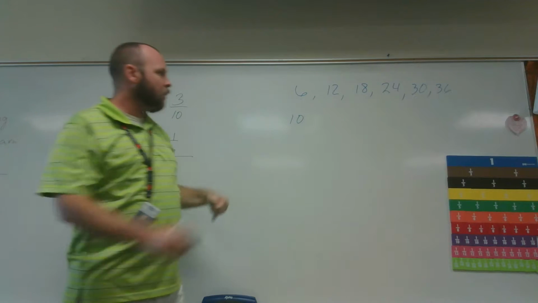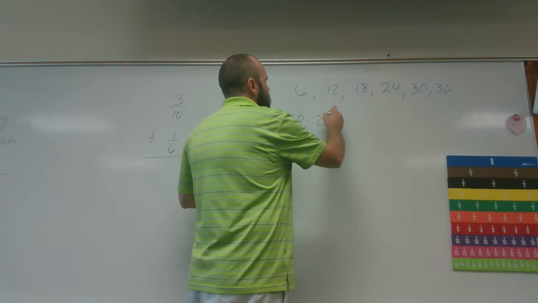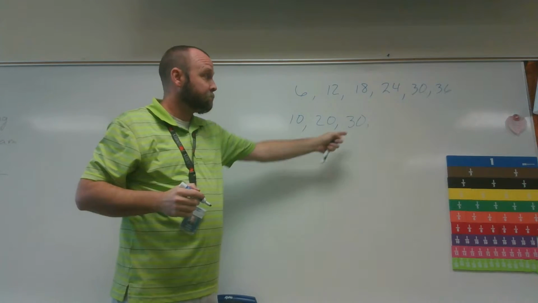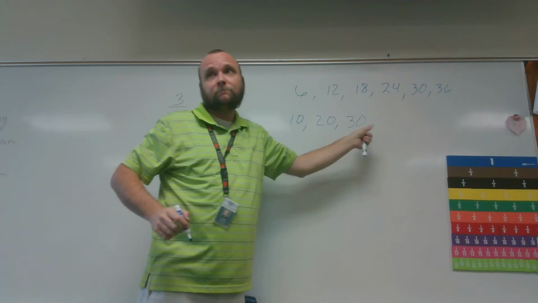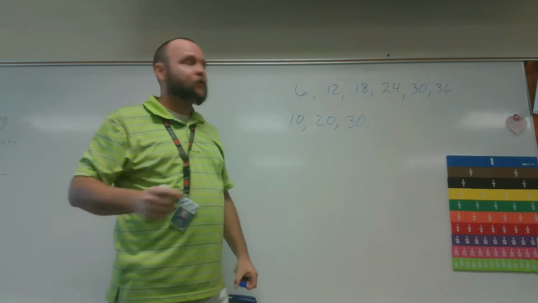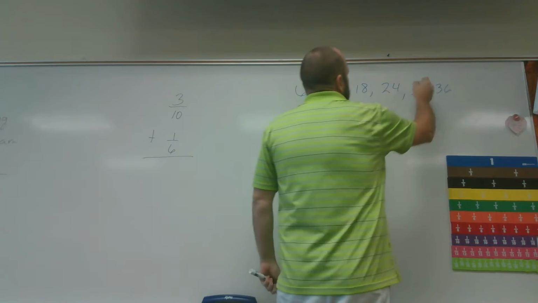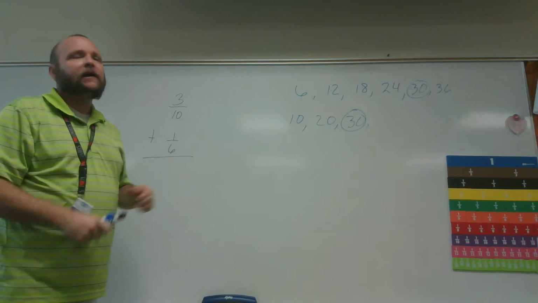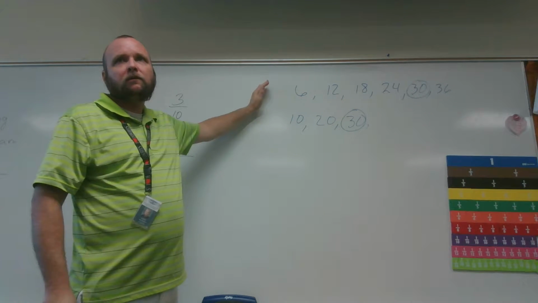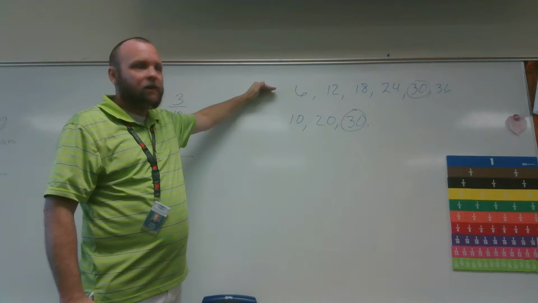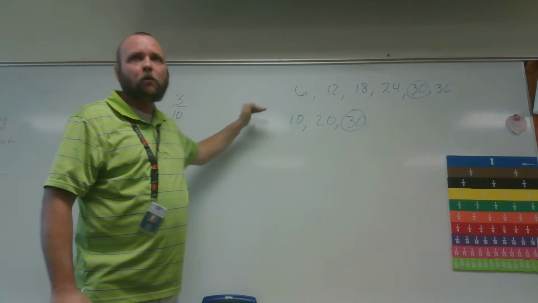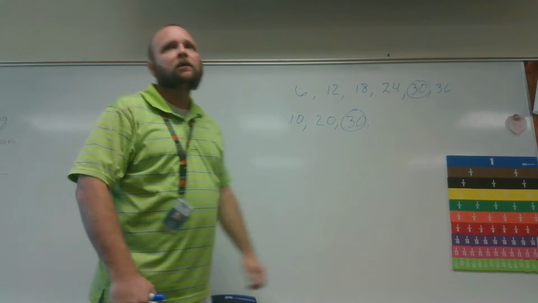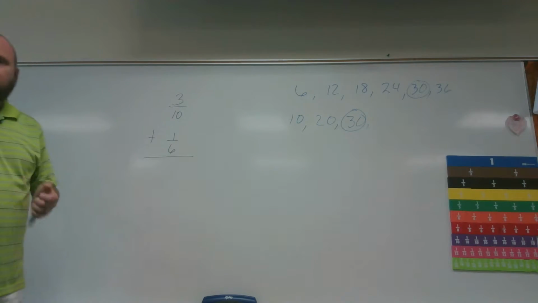Yes. All right, let's move to your multiples of 10. 10, 20, 30. It's 30. Least common denominator is 30. If I had a multiplication chart and I looked at my row with 6 and my row with 10, the first number they have in common is 30. So my least common denominator is 30.